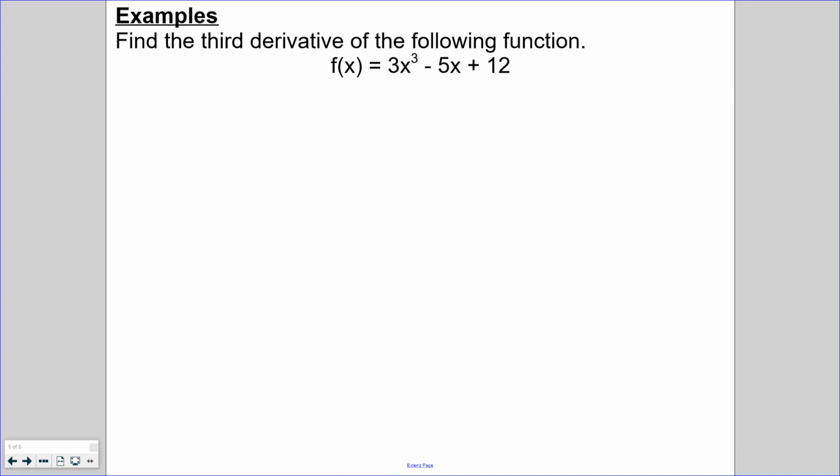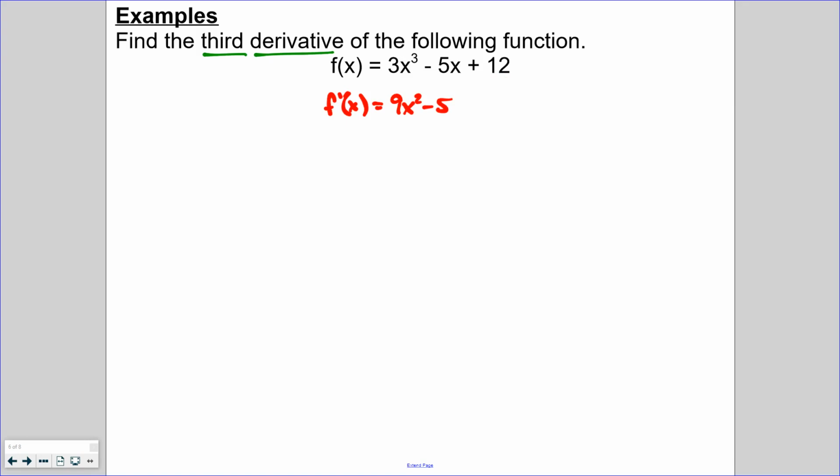All right, in our next example, we're being asked to find the third derivative of the following function. Uh-oh, third derivative. Sounds a lot scarier than it is, because all that means is we're just going to take the derivative 3 times. So let's hit it. So first derivative. Let's see, the derivative of 3x cubed is going to be 9x squared. The derivative of negative 5x is going to be negative 5. And then the derivative of 12 is going to become 0, so we don't need to write that.